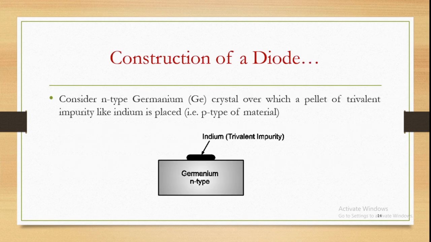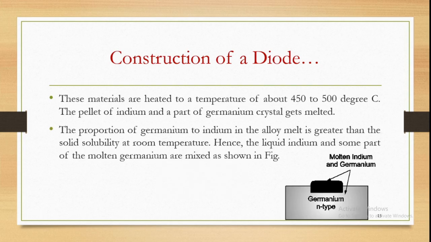Look here, a germanium n-type semiconductor material is taken, over which indium, a trivalent impurity, is put. So here there is a germanium crystal over which a pellet of trivalent indium impurity is placed. That is the p-type material. The next stage is that these materials are heated to a temperature of about 450 to 500 degrees centigrade. The pellet of indium and a part of the germanium get melted.